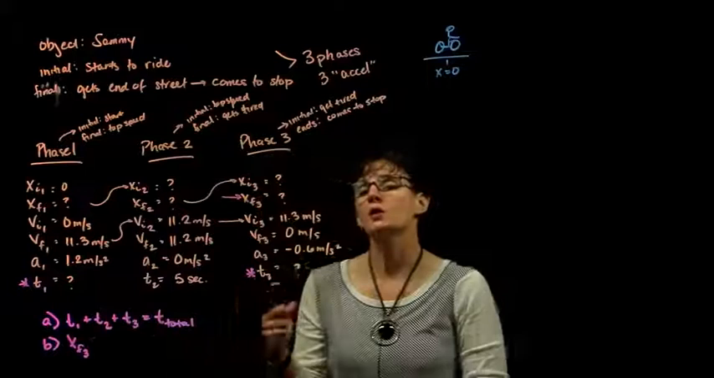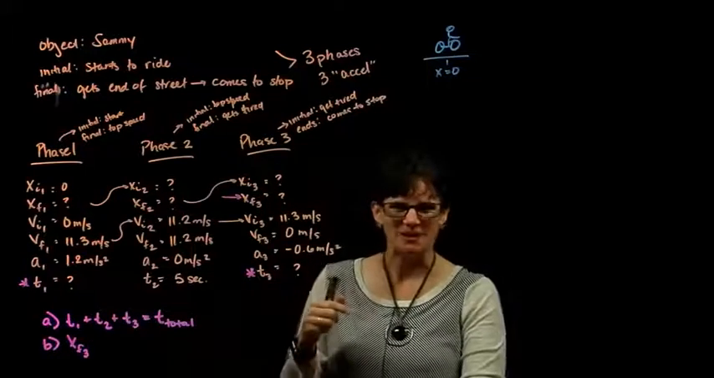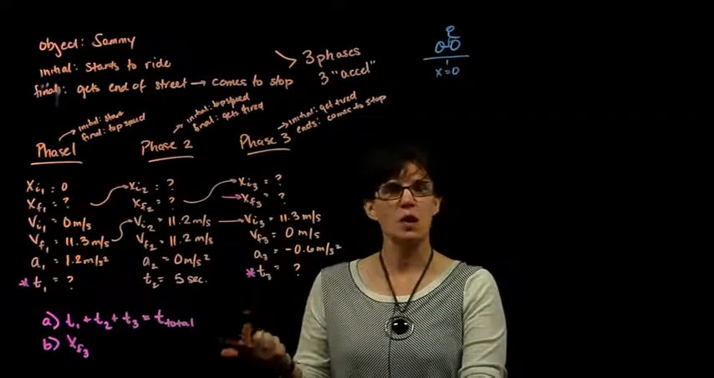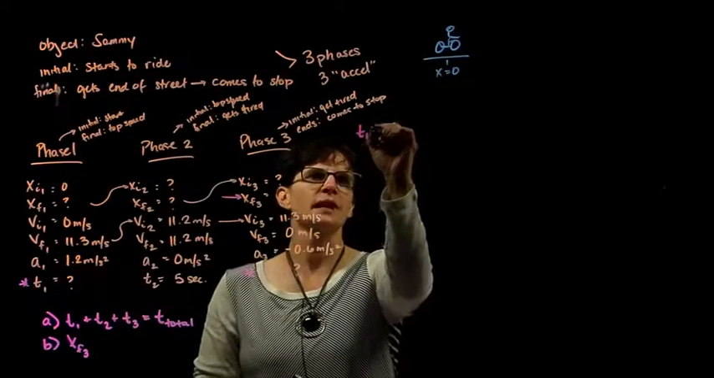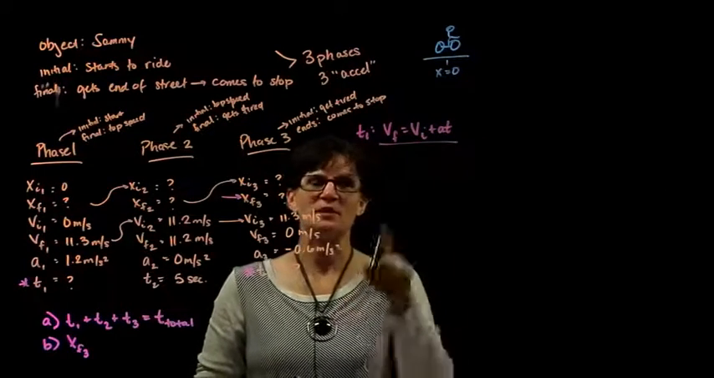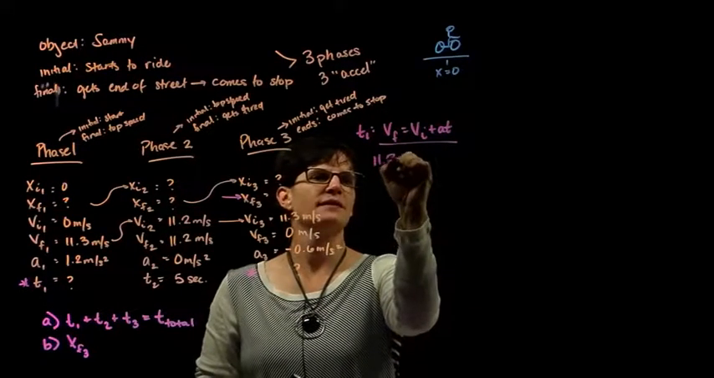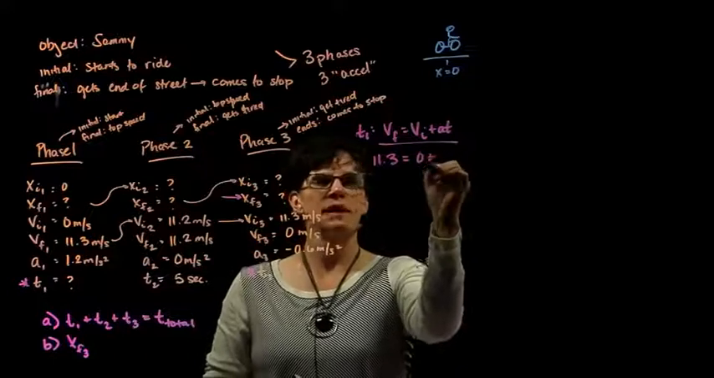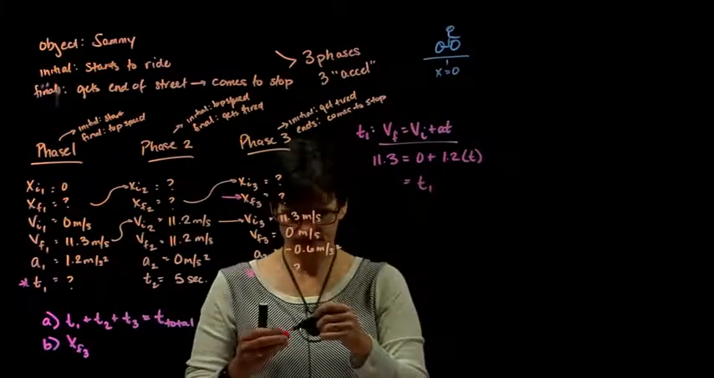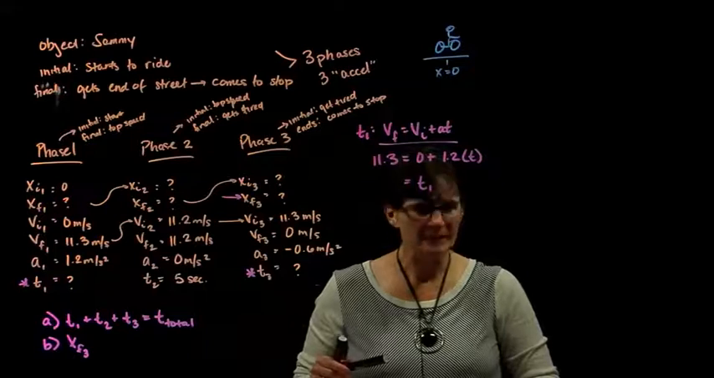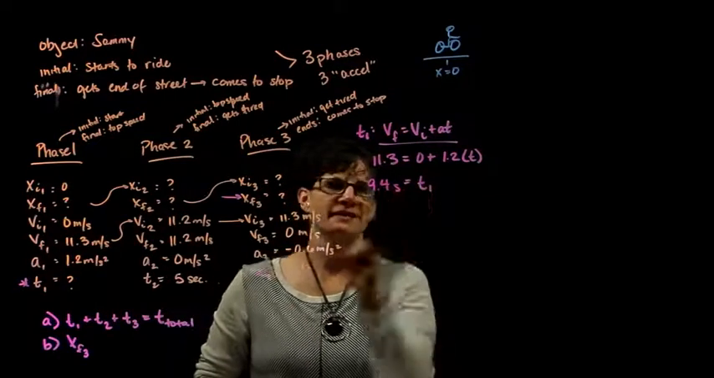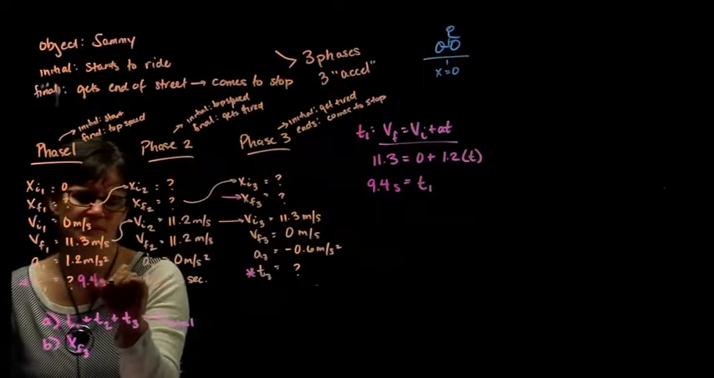So I have to decide which of my equations is going to be the most useful. Well, I have an acceleration, and I know my initial and final velocity, so I think if I want to go after time 1, v final is equal to v initial plus acceleration times time is going to give me that most information. So v final is 11.3, v initial is 0, my acceleration is 1.2 times time. And I can solve for time 1 is 11.3 divided by 1.2. So time 1 is equal to 9.4 seconds.